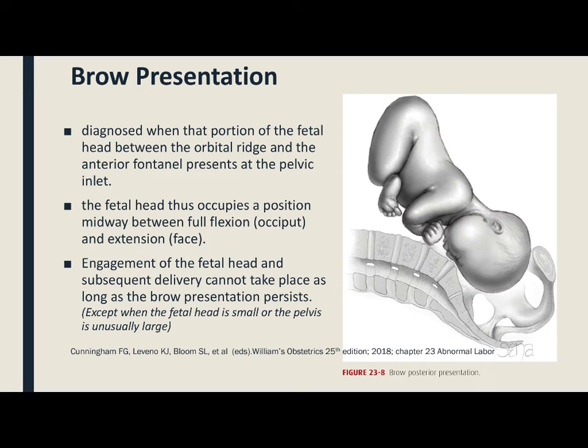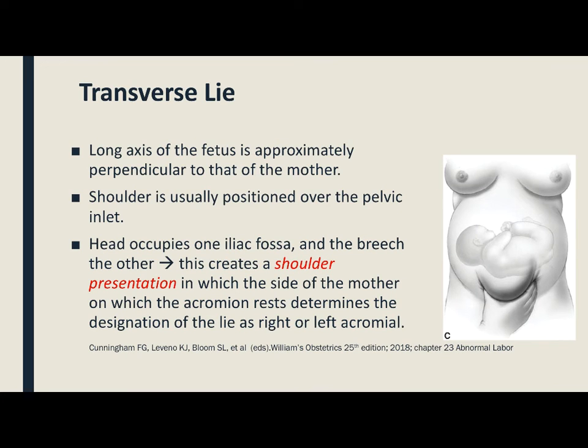Now we go to brow presentation. This is diagnosed when the portion of the fetal head between the orbital ridge and the anterior fontanelle presents at the pelvic inlet or the birth canal. The fetal head thus occupies a position midway between full flexion and extension. Engagement of the fetal head and subsequent delivery cannot take place as long as the brow presentation persists, except, of course, when the fetal head is small or the pelvis is unusually large.